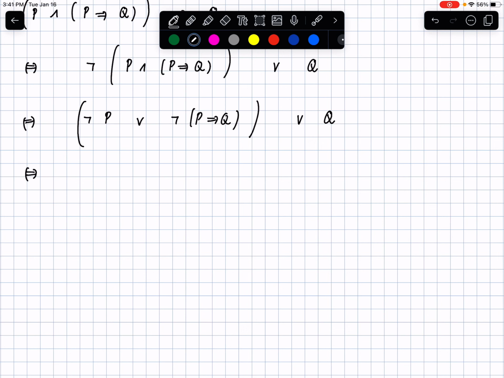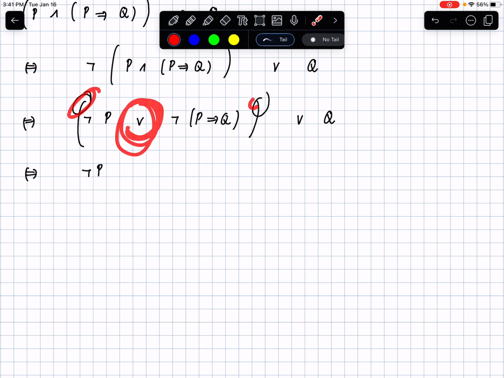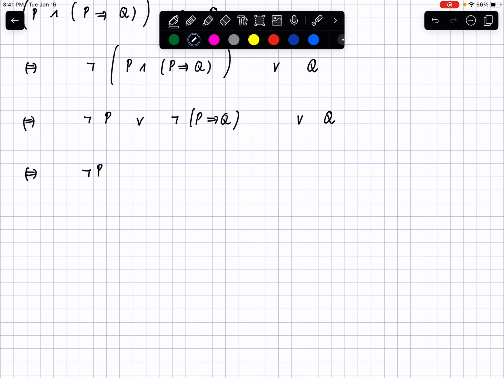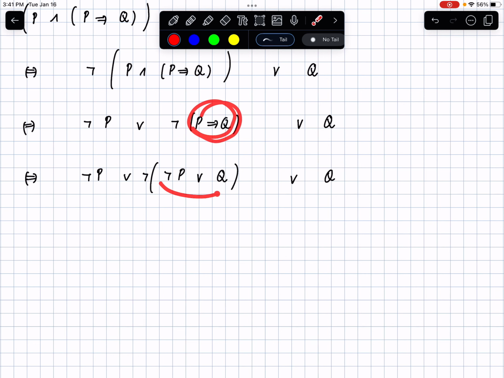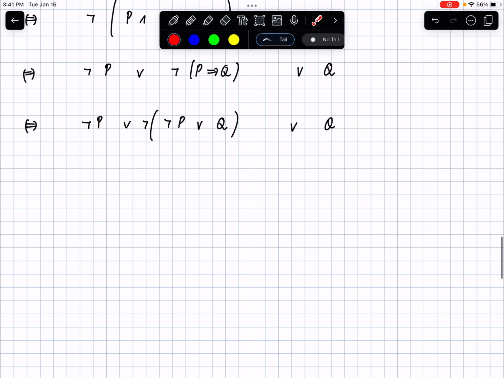This is equivalent to not P, and just a comment, this bracket is not necessary. The reason is that the operation between them is OR, so they're the same. By the associative property we can even remove this, still correct. So we have not P or not (P implies Q) would be equivalent to not P or not (not P or Q), or Q, right? In this step I only change P implies Q to not P or Q. Then we continue.